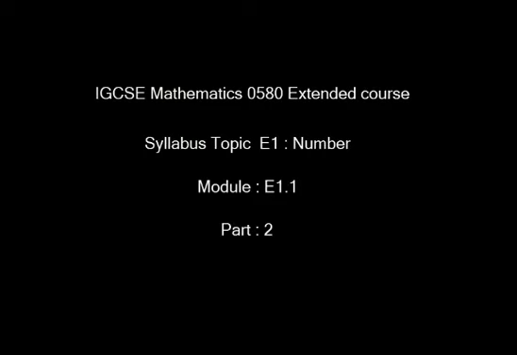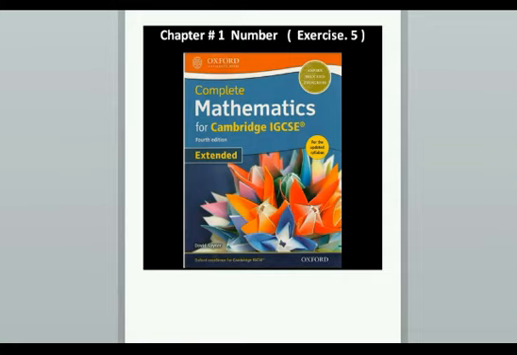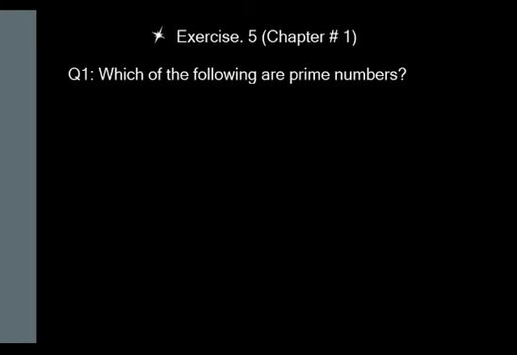In this video, we will be covering syllabus topic E1, which is about number, and the module we'll be discussing is E1.1 part 2. And this is the book we will be using, as you probably already know. This is the most authentic and well-written book for IGCSE Mathematics, and I highly recommend you to use this book. It is written by David Rayner, and this is for the extended course. Right, so let's start exercise 5 of chapter number 1.